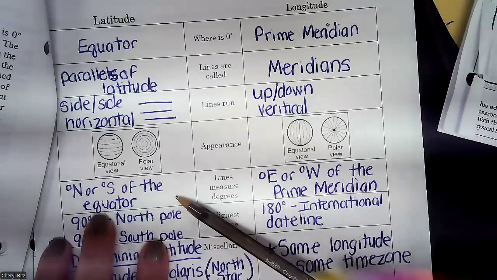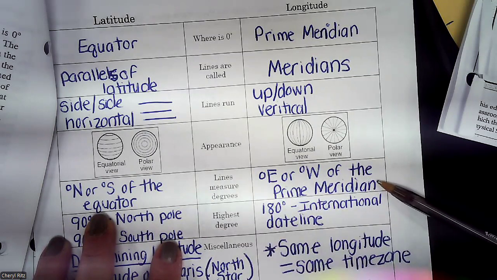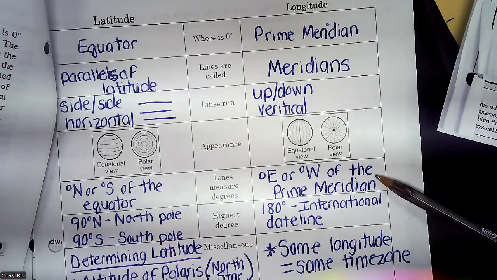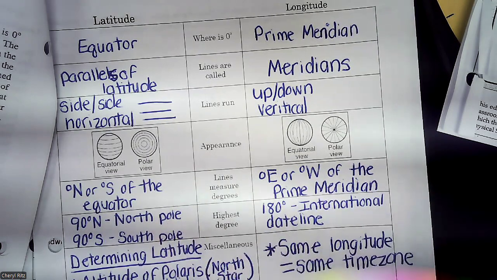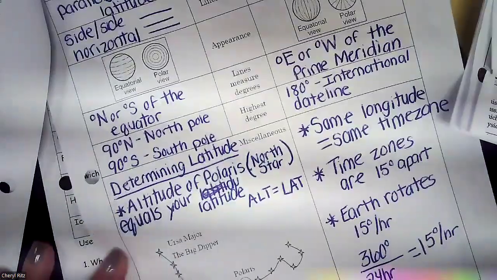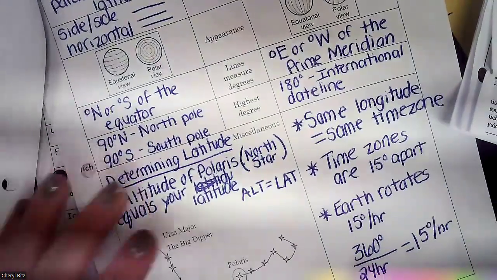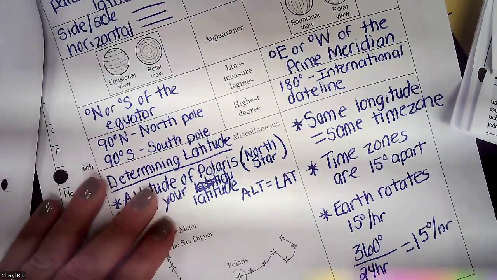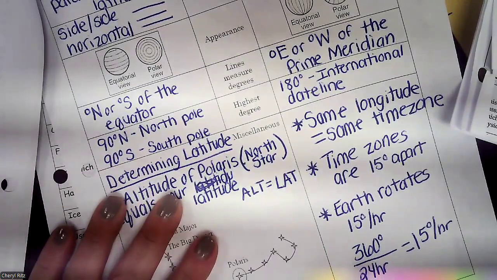You do need to remember that latitude measures degrees north or south of the equator. And longitude measures how far east or west of the prime meridian you are. You do need to know the highest degrees for each. I cannot stress enough how much you need to remember the last part down here.